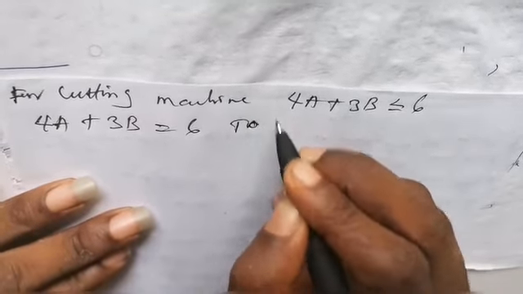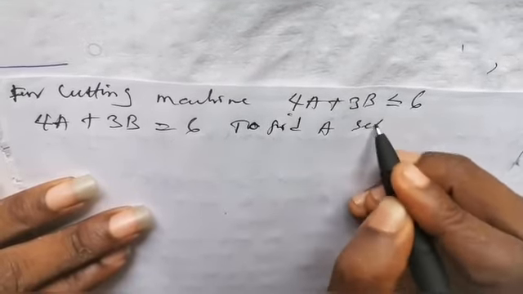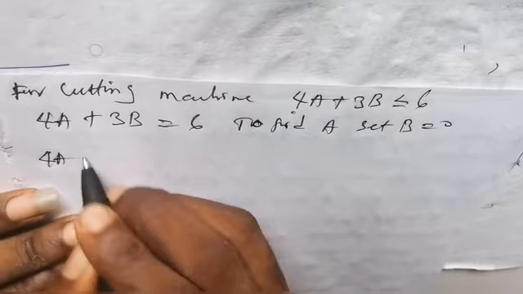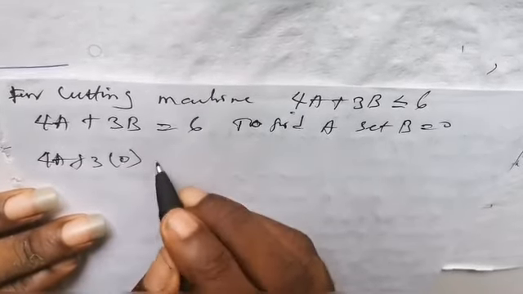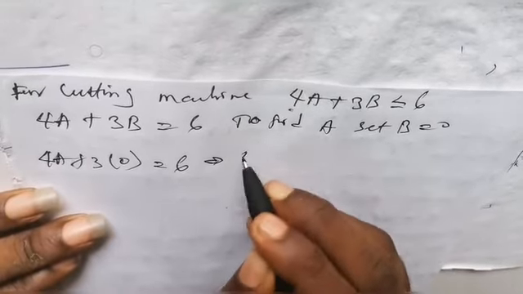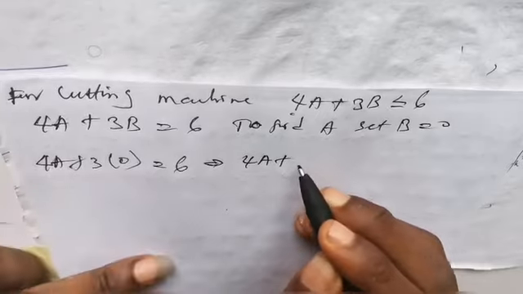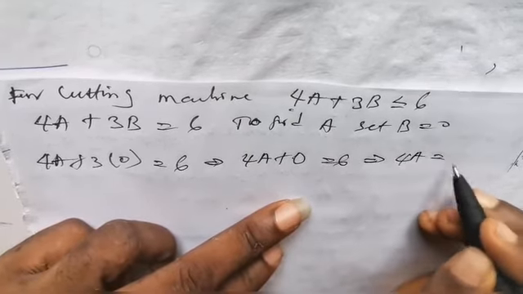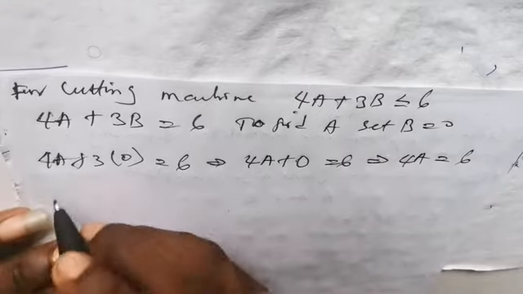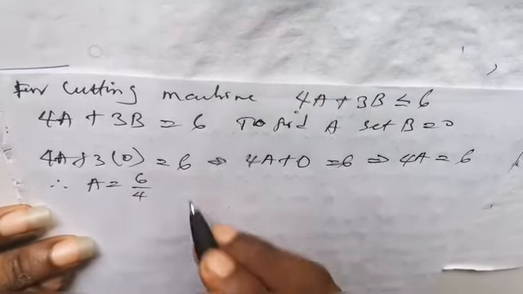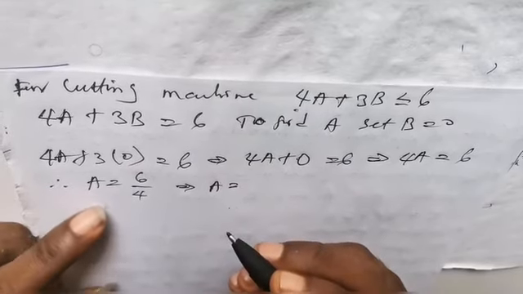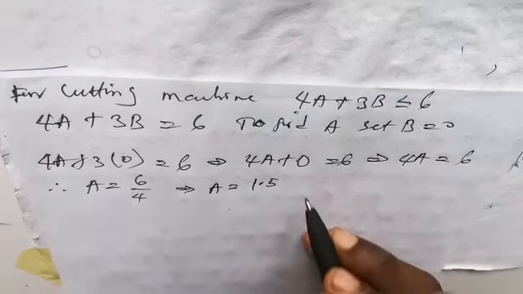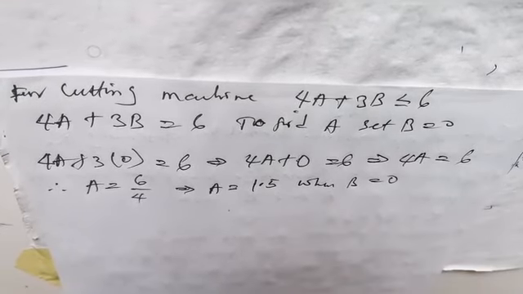Now to find a, remember, set b to be equal to 0. If you do that into this original equation, we are going to have 4a plus 3 in place of b. We say b now is 0 and this is equal to 6. This implies that 4a plus 3 times 0 is 0 equals 6. This also implies that 4a plus 0 remains 4a is equal to 6. Now to find a, we divide through by 4. Therefore, a is equal to 6 over 4, which is 1.5. So you have a to be 1.5 when b is equal to 0.